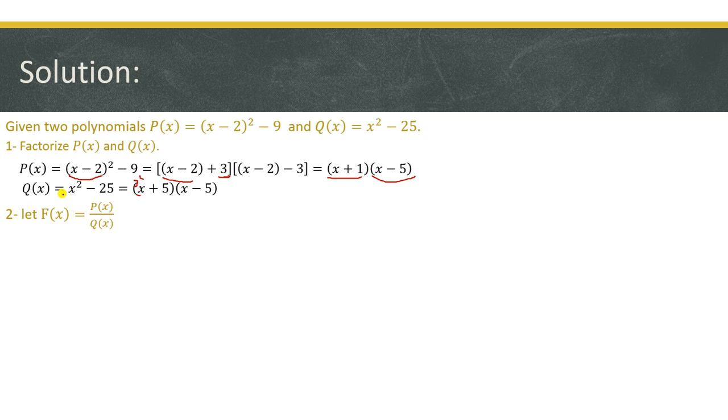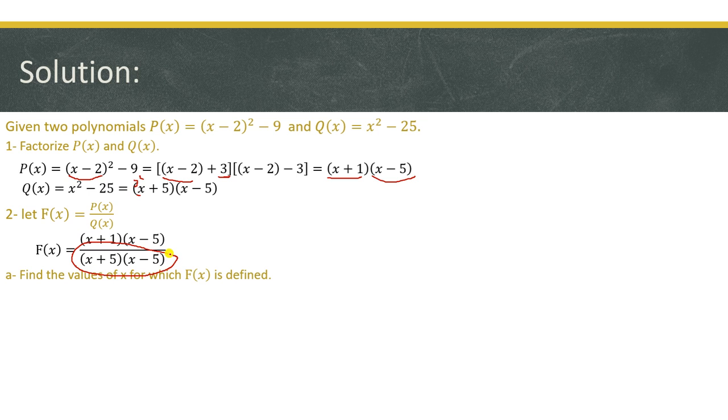This is a fractional expression. Okay, I will replace p of x and q of x with their factorized forms. It becomes f of x equal to x plus 1 into x minus 5, divided by x plus 5 into x minus 5. Now, before simplifying the common factor, we will find the domain of definition, or find the values of x for which f of x is defined. This means take the denominator does not equal to 0.